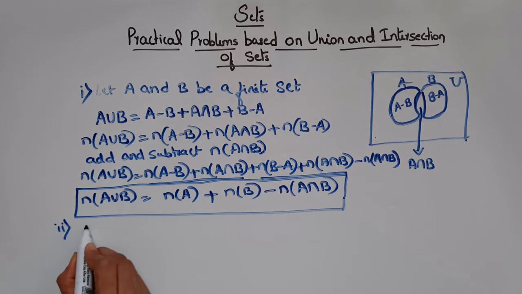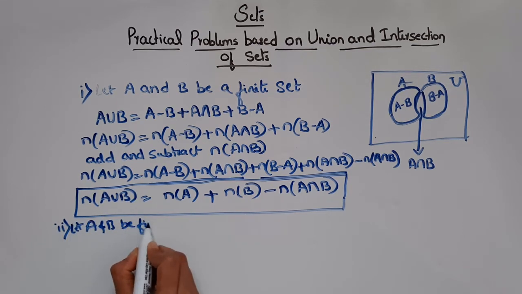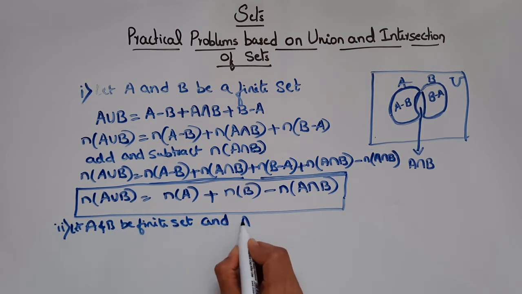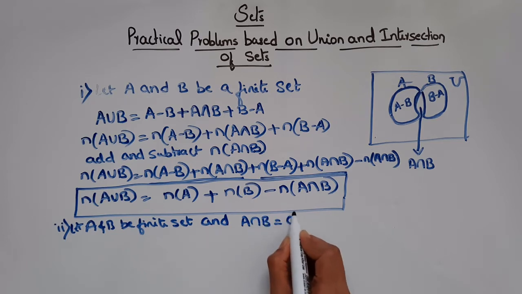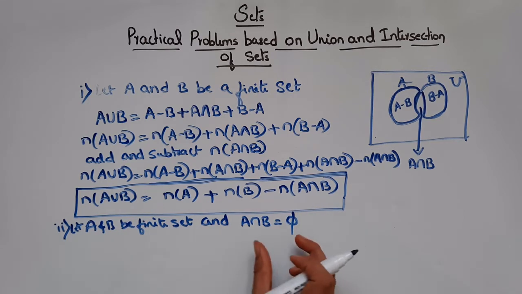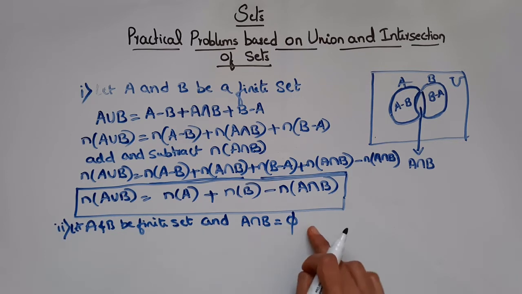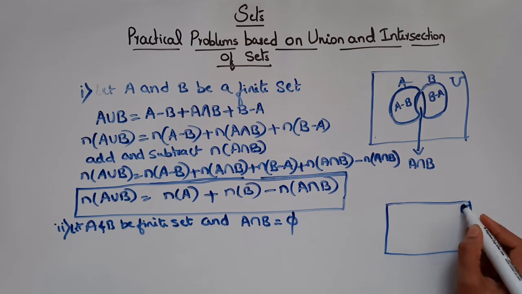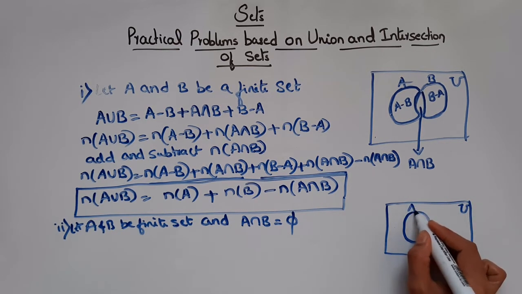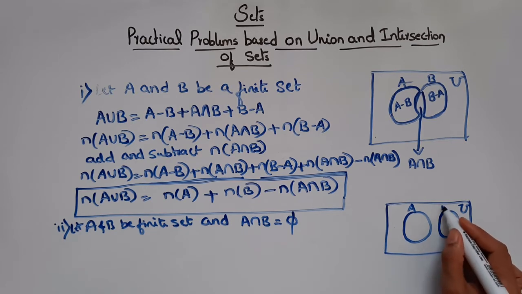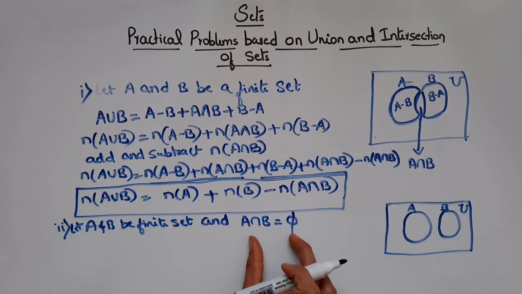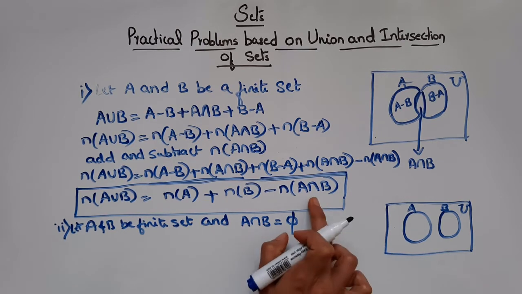In this case also, let sets A and B be finite sets and A intersection B is an empty set, which means there are no common terms in A and B. So how do you draw the Venn diagram for this? So this is set A, there is nothing common between A and B, so you will draw them separately, right? So A intersection B is equal to phi, which means this is 0, right? So you will put this in the same equation.